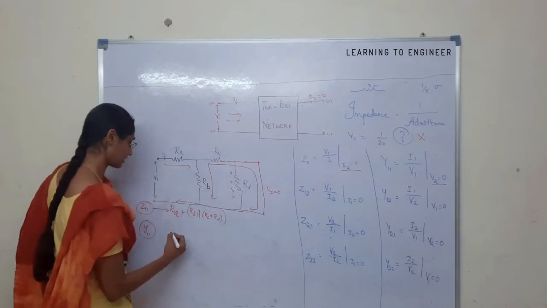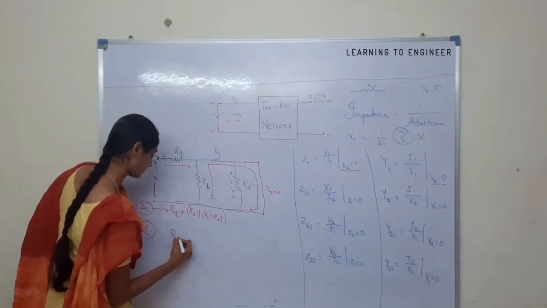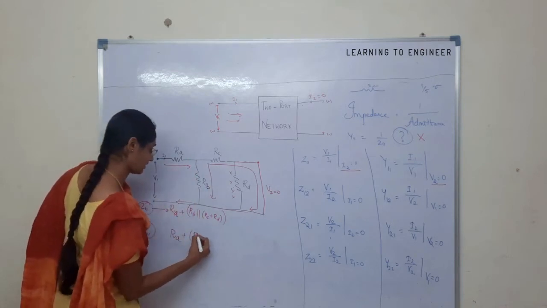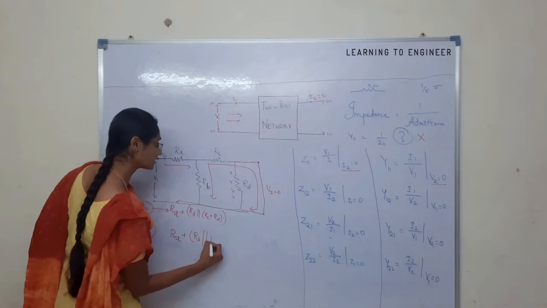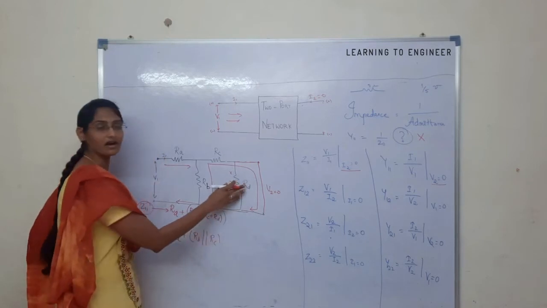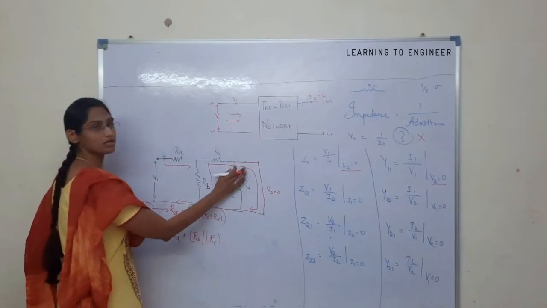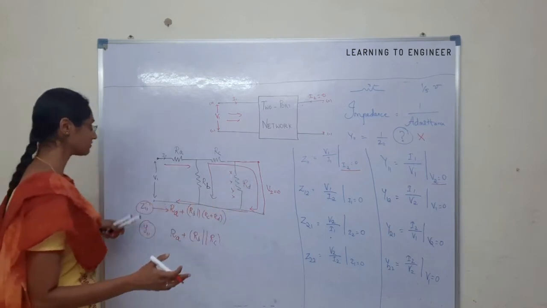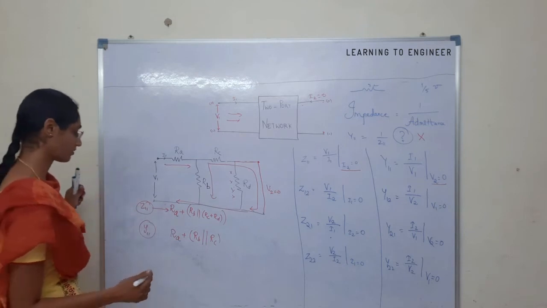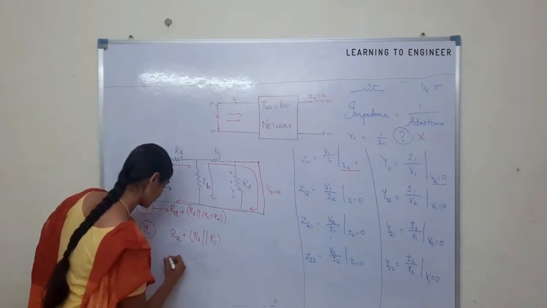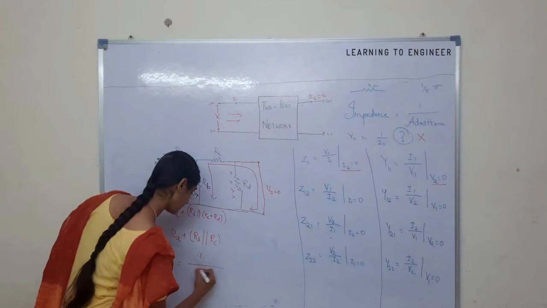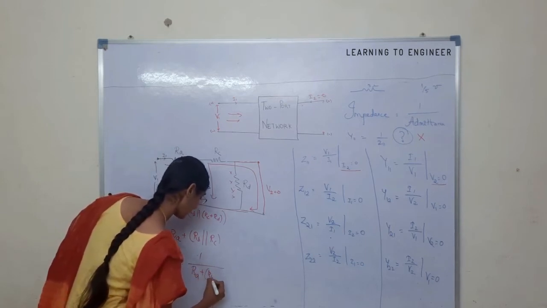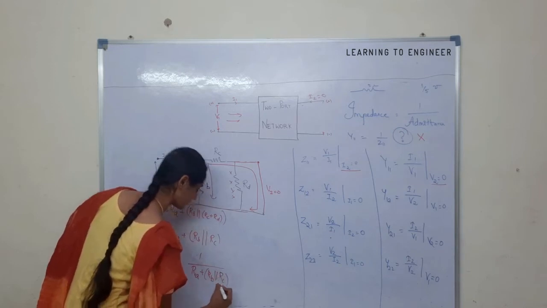So therefore, the current's path would be RA plus RB in parallel with RC alone. RD will have no meaning, because no current is going to pass through it. This resistance will not have any significance when I am finding Y11. So what is Y11? Y11 will be 1 divided by RA plus RB in parallel with RC.